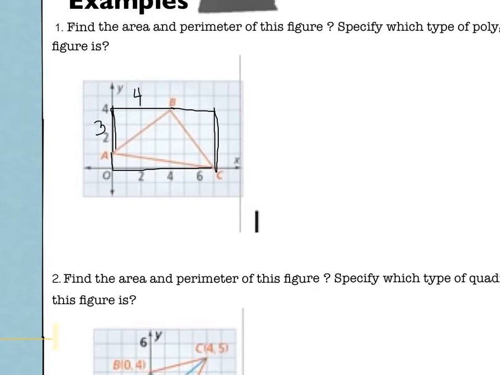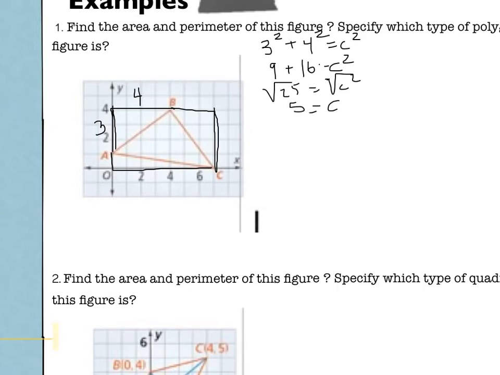I can figure out the side AB by going 3 squared plus 4 squared will equal c squared. Then I will get 9 plus 16. Many of you know the answer to this question already. If I take the square root of both sides, I'm going to get c equals 5. So that means that this length AB is 5. So let's do the rest. So here we found all the sides now.